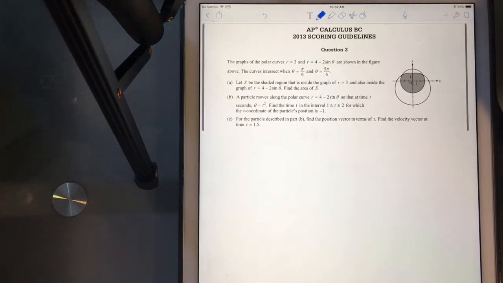So this is AP Calc BC 2013 FRQ, question number 2. The question asks, the graphs of the polar curves r equals 3 and r equals 4 minus 2 sine theta are shown in the figure above. The curves intersect when theta equals pi over 6 and 5 pi over 6.